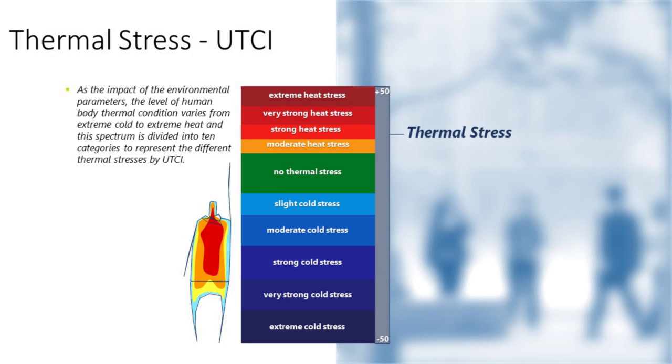As a result of the environmental parameters, the level of human body thermal condition varies from extreme cold to extreme heat, and this spectrum is divided into 10 categories to represent the different thermal stresses by ETSAC criteria.